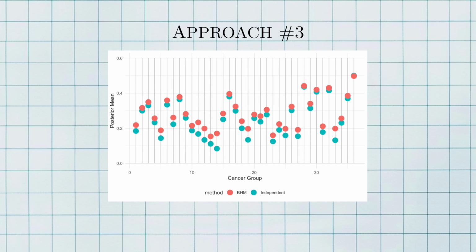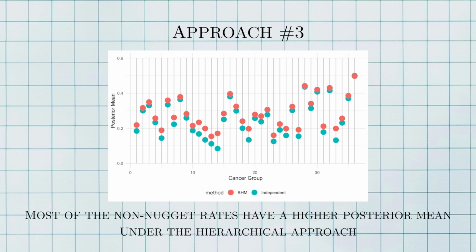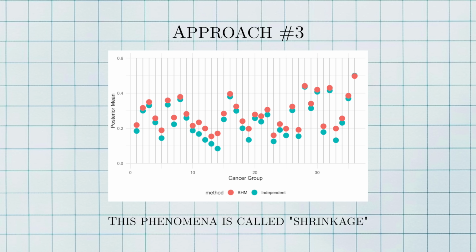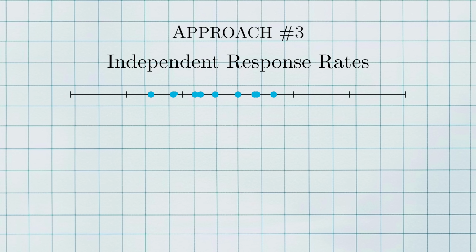Here's a comparison of the posterior means estimated by the hierarchical model shown in red and the independent model shown in blue. You can see that the response rates of the non-nugget groups have an increase in their estimated response rates. On the other hand, the nugget response rate remains relatively the same. This phenomenon is called shrinkage, not the kind you're used to in a cold shower. It's easier to see the shrinkage on the number line. Here are the response rates we got from the independent approach.